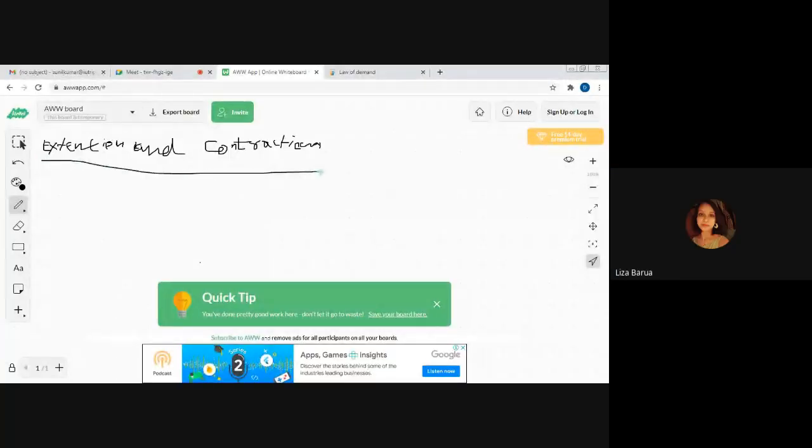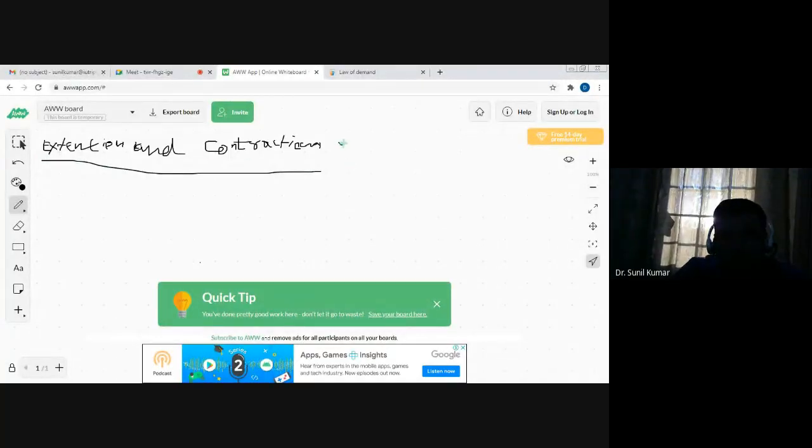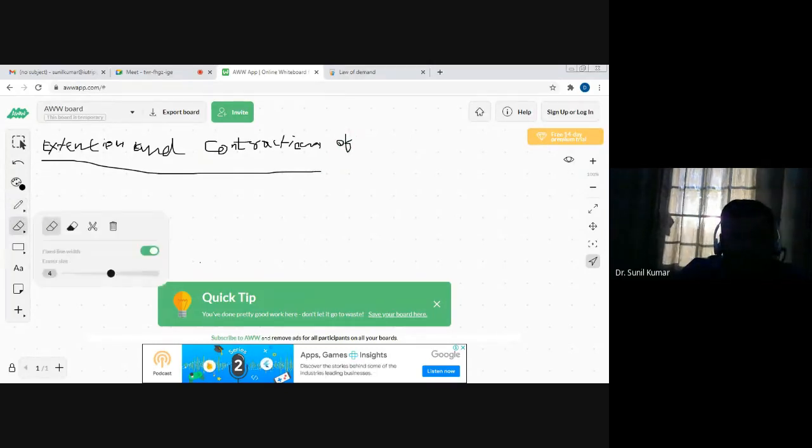Yes, sir. Extension and contraction of demand. So you just write down this one: extension and contraction of demand.